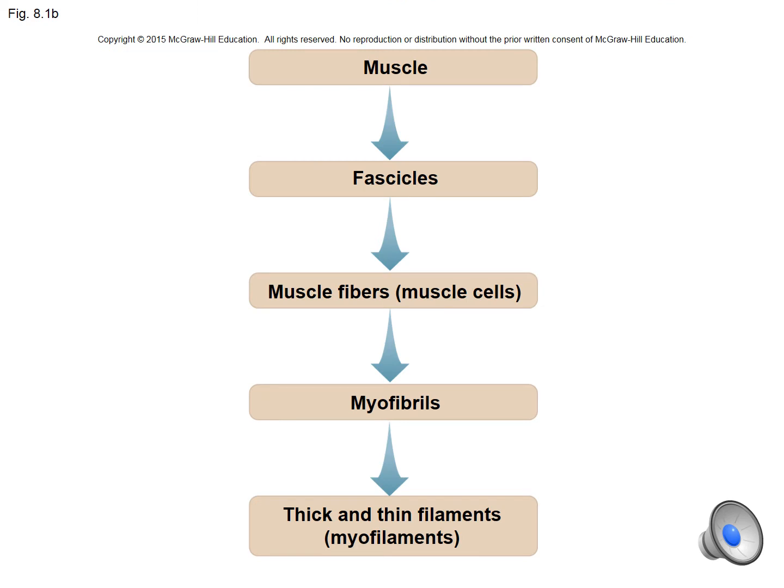So here's a breakdown of some of these terms that we've just reviewed. A muscle is broken down into a bunch of fascicles, and each fascicle has many muscle fibers, which is just another word for muscle cells. Within each muscle cell, there are hundreds to thousands of myofibrils. And within each myofibril, we have filaments, thick and thin filaments. Again, we'll learn a little bit more about those in the next slide.